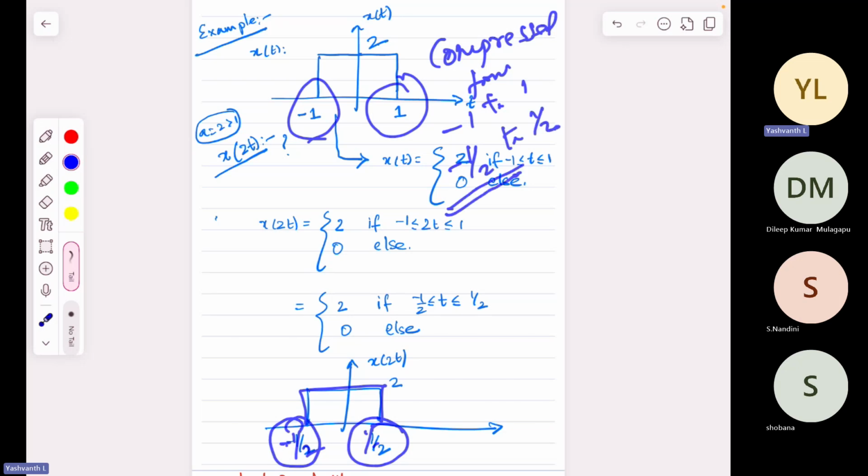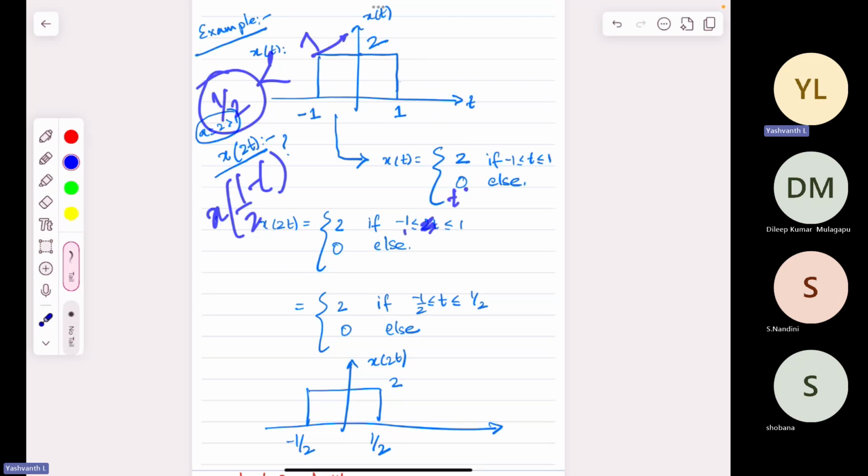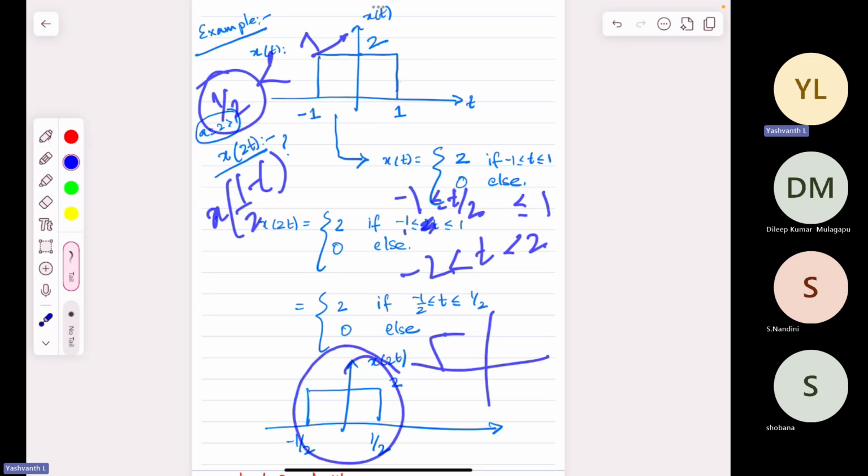And when does it happen? When you plot x of at for a greater than 1. If I had chosen a equal to half, a number less than 1, then I would have x of half t. Instead of 2t, I would have t by 2 between minus 1 and 1, or t between minus 2 and 2. So I would have the amplitude 2 from minus 2 to 2. This is x of t by 2.